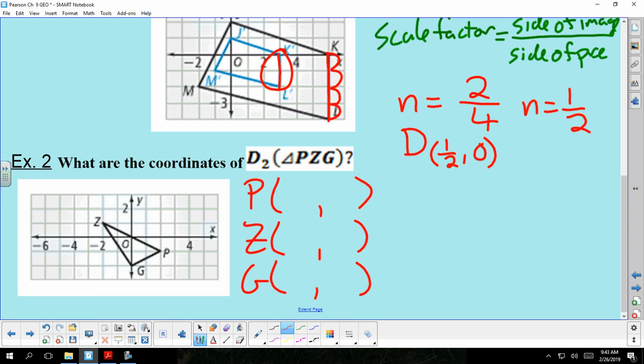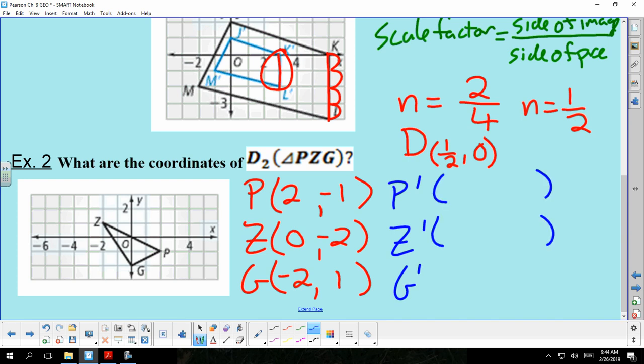P at 2, -1. G, 0, -2. And Z, -2. Find all the coordinates of our vertices. And to find P prime, Z prime, G prime, I'm going to take the scale factor and just multiply it by everything.